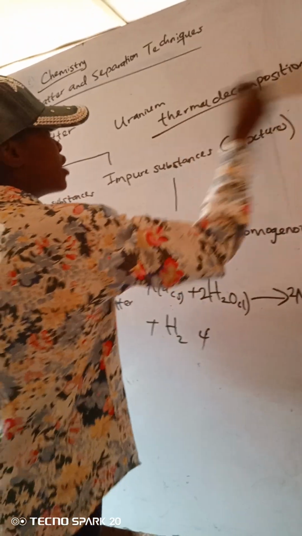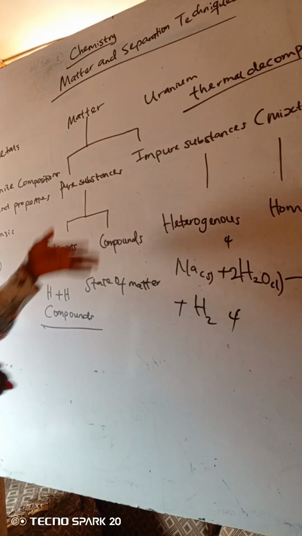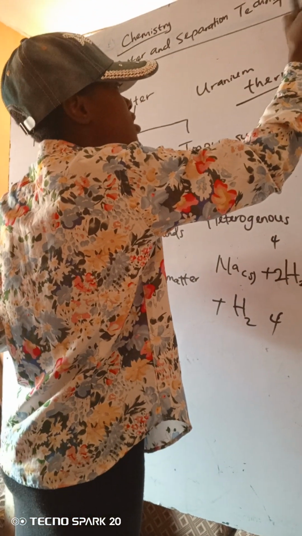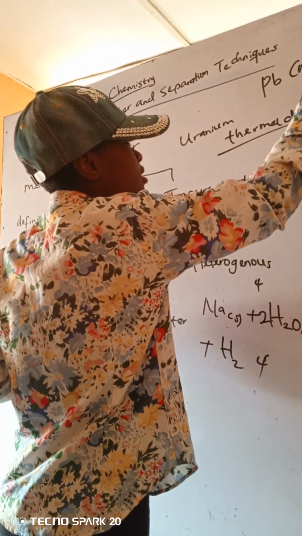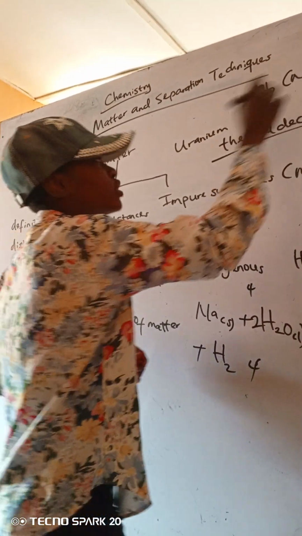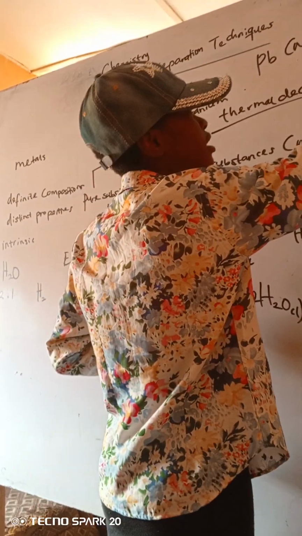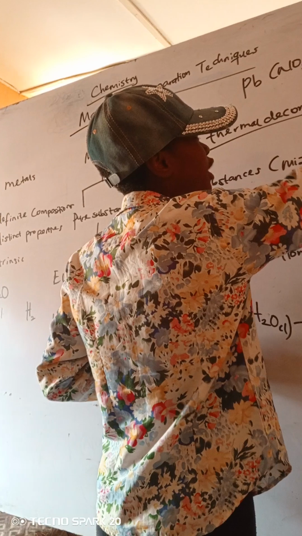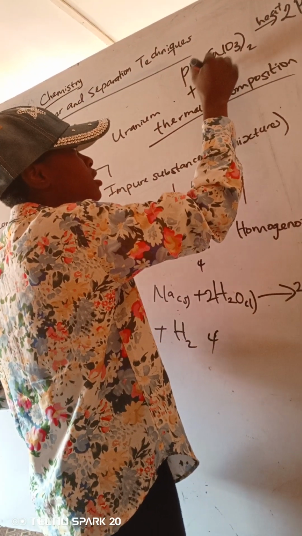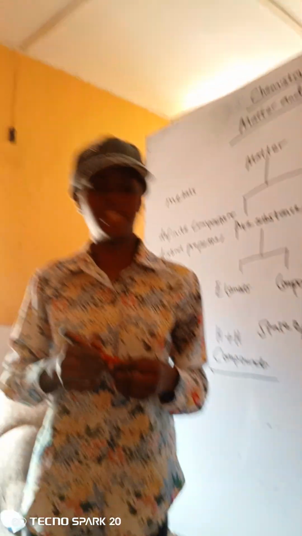What do we mean by thermal decomposition? This is the breaking down of compounds using heat. For example, lead nitrates can be broken down using heat into two molecules of lead, or 2 moles of lead, plus nitric oxide. I believe you understand.